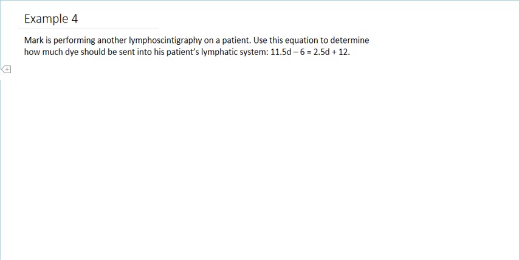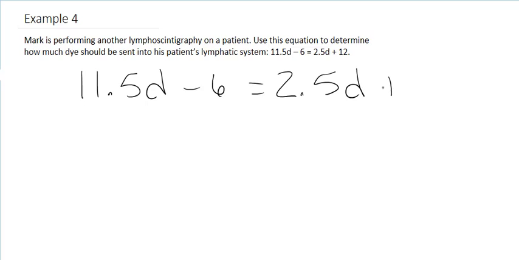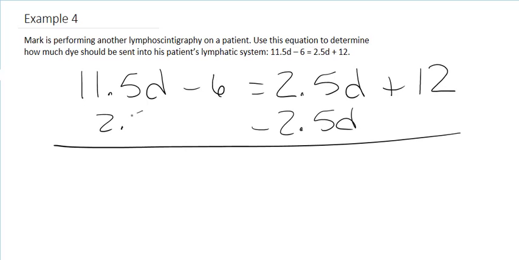Mark is performing another lymphoscintigraphy on a patient. Use this equation to determine how much dye should be sent into his patient's lymphatic system. So we have this equation. So we notice that 2.5 is smaller than 11.5. So let us move this one first. So minus 2.5d on both sides. So we're left with 0 plus 12.